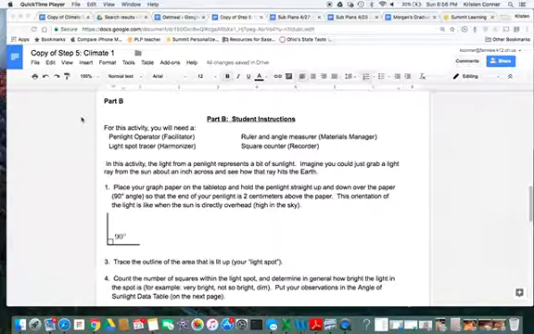In this activity, the light from the pen light represents a bit of sunlight. Imagine you could just grab a ray of light from the sun about an inch across and see how that ray hits the earth. Place your graph paper on the table and hold the pen light straight up and down over the paper at a 90-degree angle so that the end of the pen light is 2 centimeters above the paper. This orientation of the light is like when the sun is directly overhead, high in the sky.